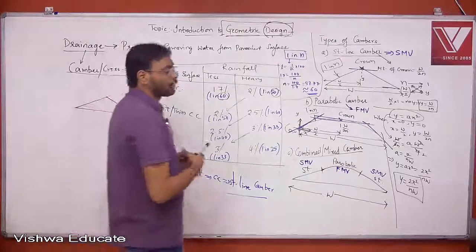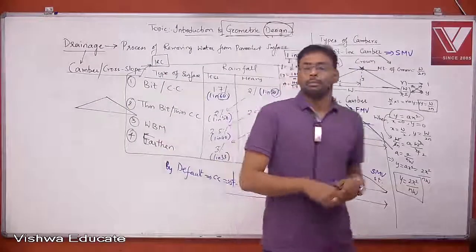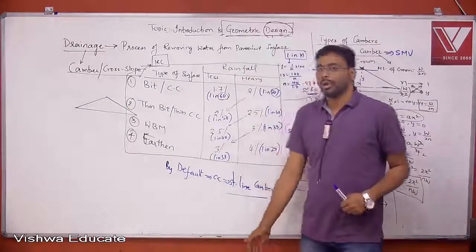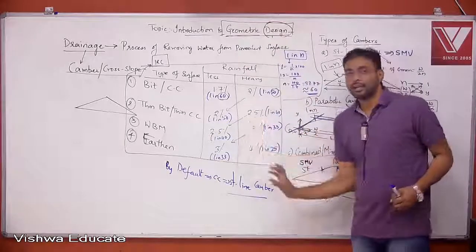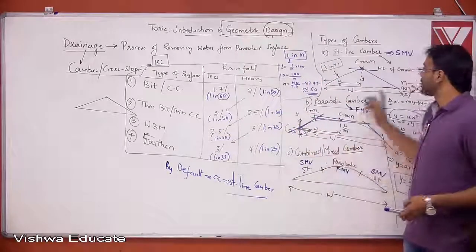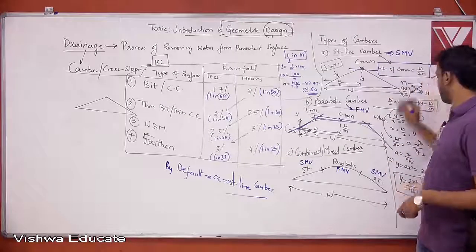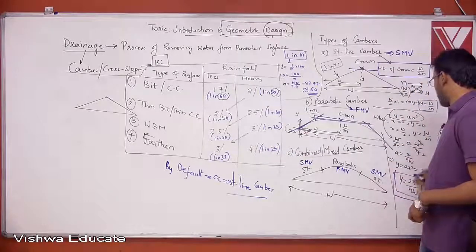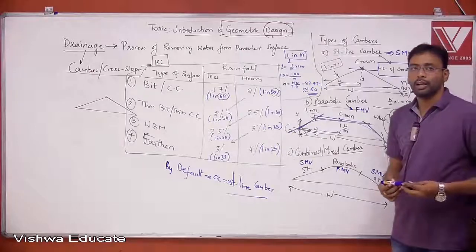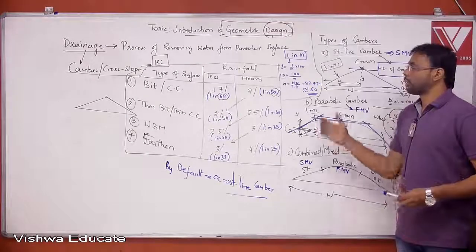So this is how we provide drainage, by providing camber or cross slope, and these are the values and these are the shapes, and this is the equation: the height of crown is W by 2n and the parabolic equation is y is equal to 2x square by nW. So we can note it down now.